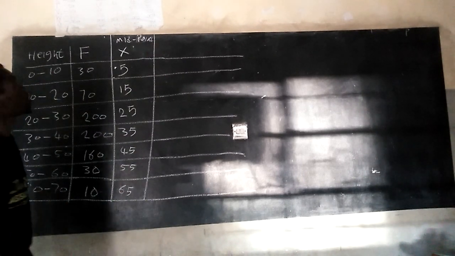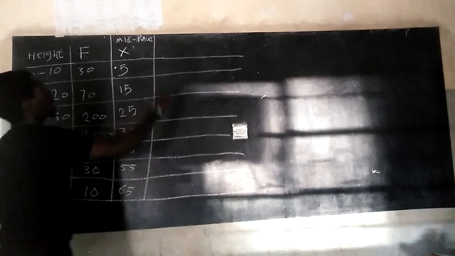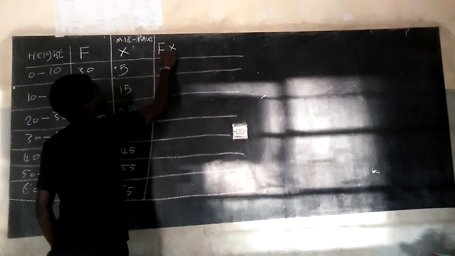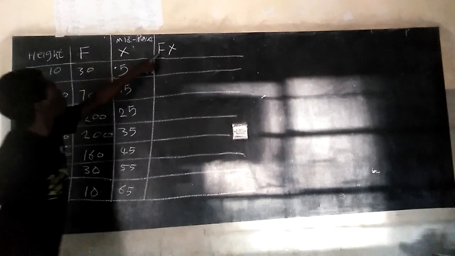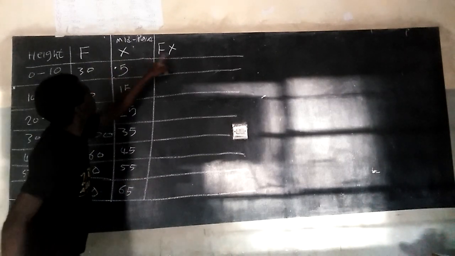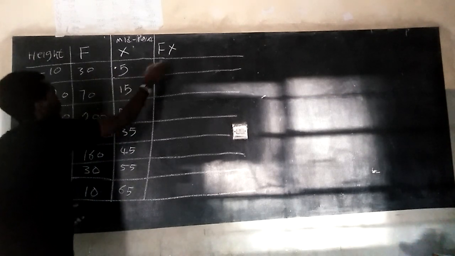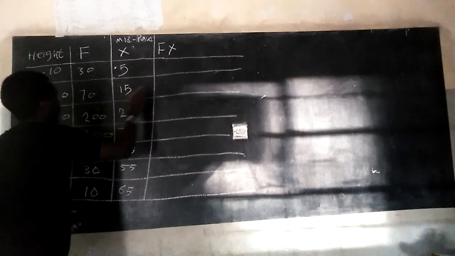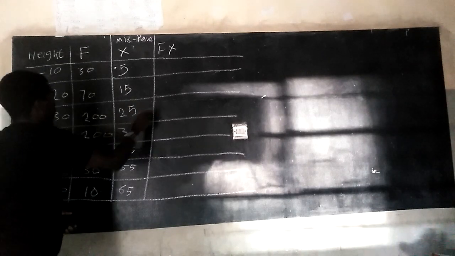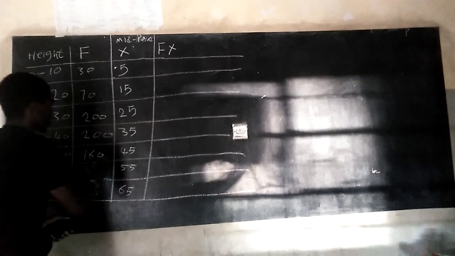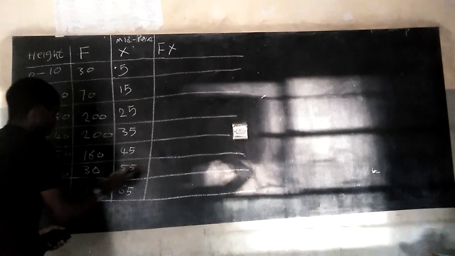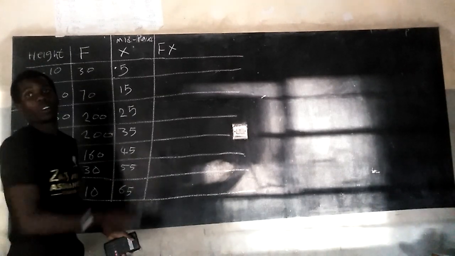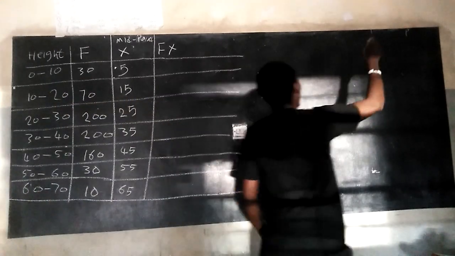What's next? The one following next is the f of x. X is the midpoint. So now we need to multiply. F is this 30, x is this 5, so I'm going to multiply 30 times 5. Then 70 times 15 here, 200 times 25 here, 200 times 35 here, 160 times 45 here, 50 times 55 here, and 10 times 65 here. That's how it's done.